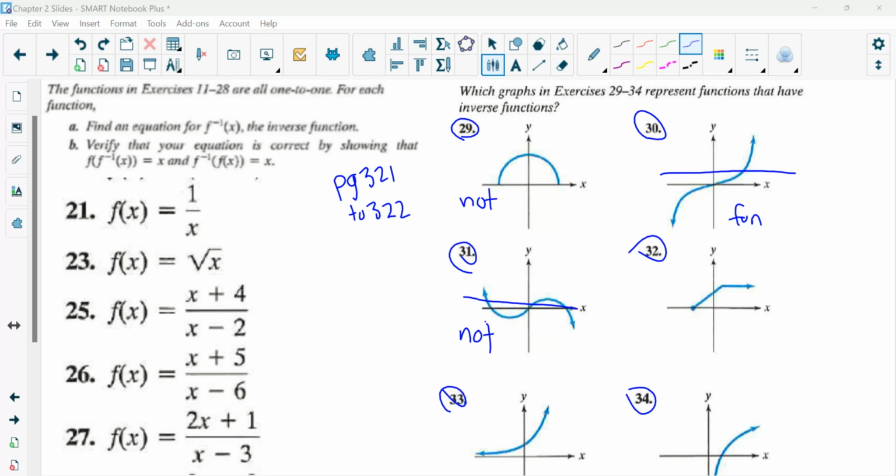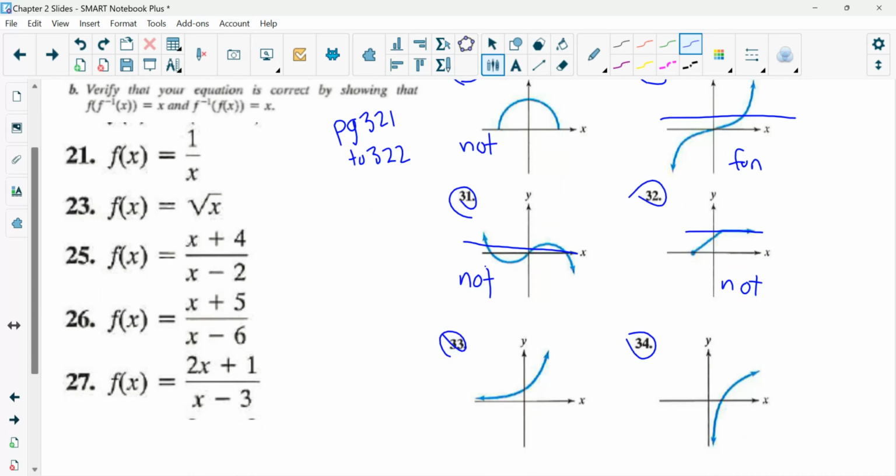Alright, what else we got? Can you give me one of them? 32 is not a function. Alright, 32 is not. 32 is a little tricky because at first it looks like it is, but this part right here would be a straight horizontal line, so that's not. Good job. Alright, we got two left. 33 is a function. Yeah, and 34. Both of them are. Yep, both of them are going to pass that horizontal line test no matter where you draw it. So these would have inverses that are functions.